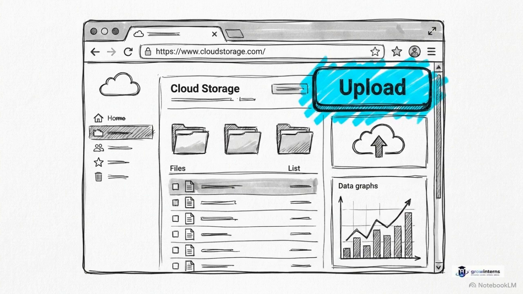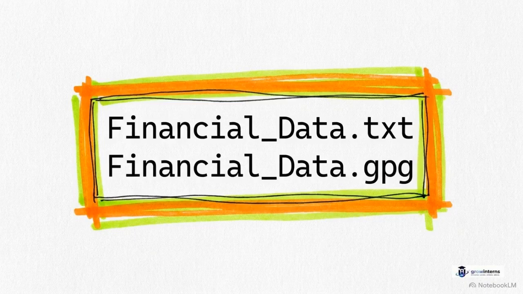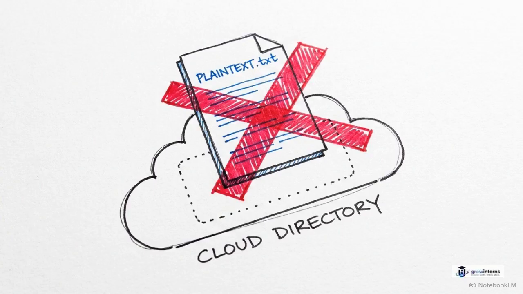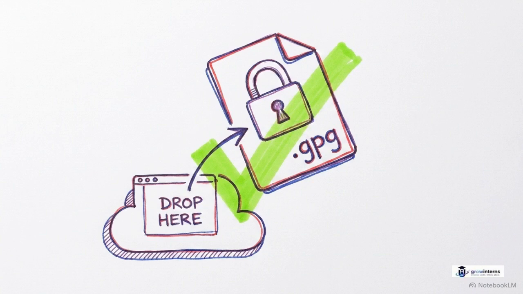Log into your cloud storage dashboard in your web browser. Watch the file extensions closely. Mixing up these files during the upload phase is a critical security error. Never upload the original plain text file to the cloud. That would leave your data readable to anyone with access to the cloud server. Drag and drop only the encrypted ciphertext file into your cloud environment.